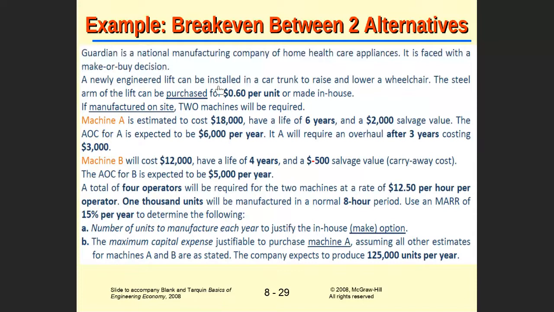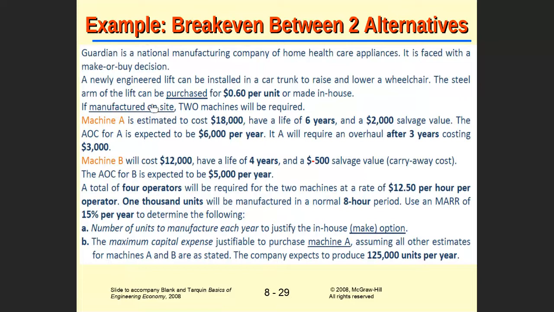The purchasing option, the only information we have about it is the 60 cents per unit. And that is considered to be a variable cost because it is related to the quantity. When it says per unit, that means it is related to the quantity. So if we increase the quantity, it will increase. If we reduce it, it will reduce.